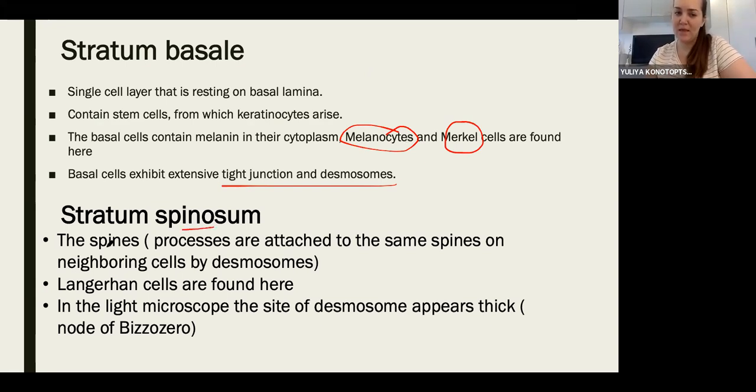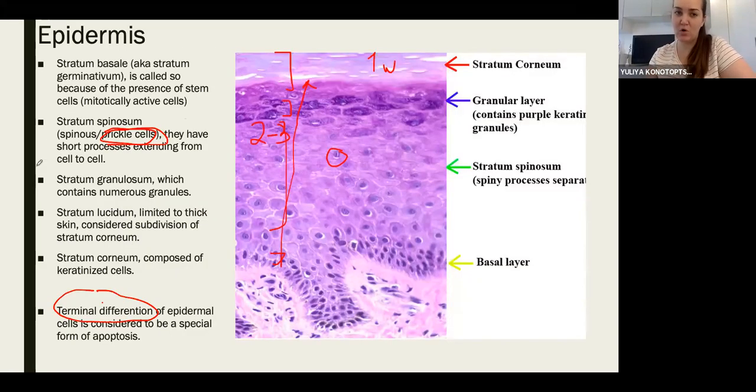Spinosum, why do we call it that? Because they have spines. Keratinocytes in this layer, they have spines. That's why we call them prickle cells. So prickle literally means that the cell is spinous. If this is my one keratinocyte, this is another keratinocyte, those are the pricks, those are the spines. And what do we use those spines for? For connection. You're going to see that your keratinocytes will use the spines to attach to one another.